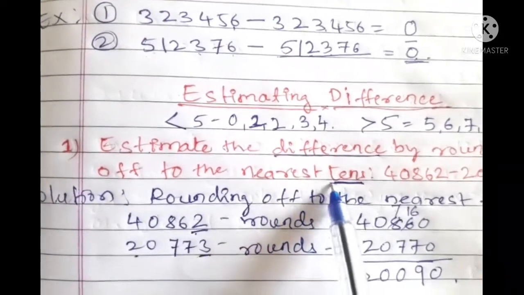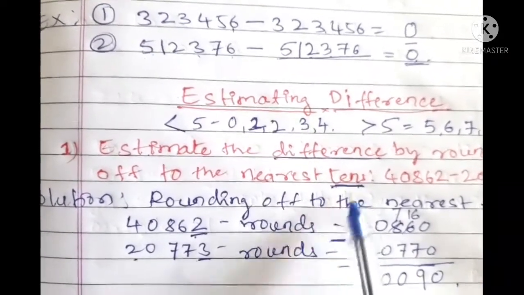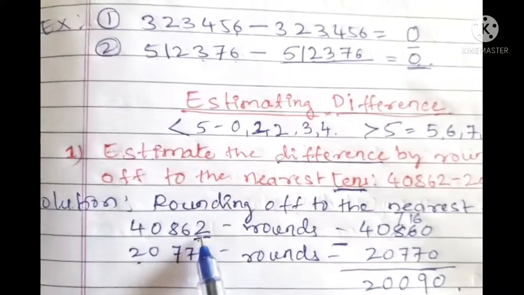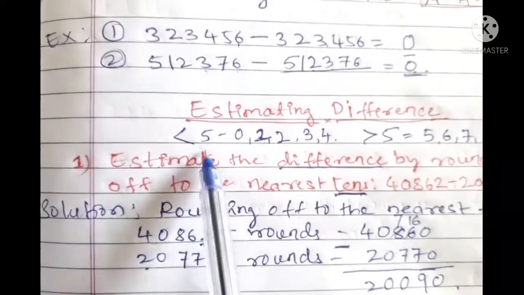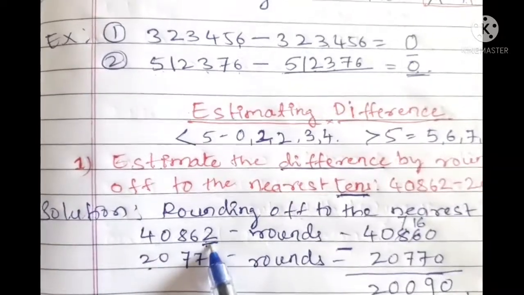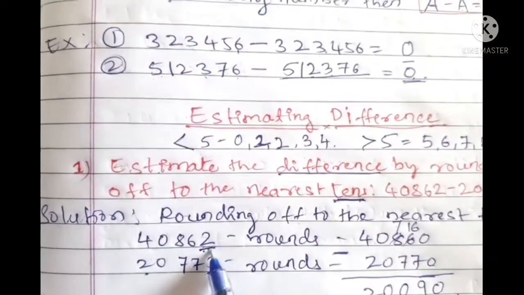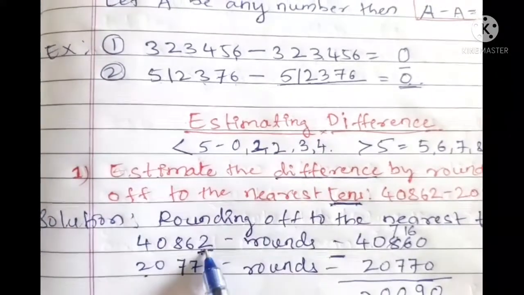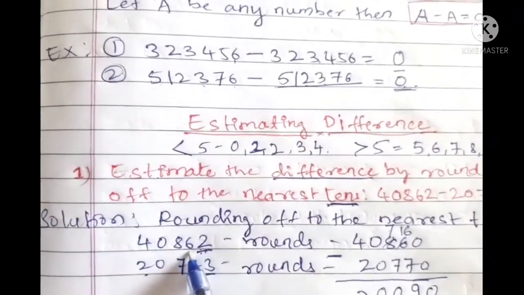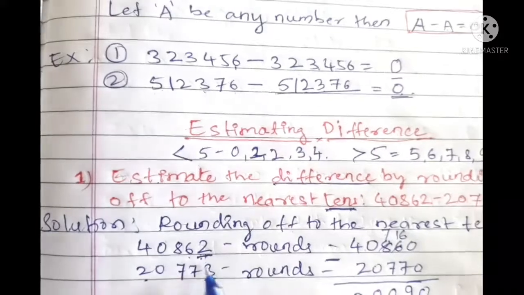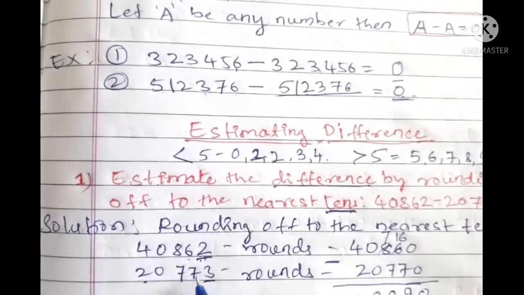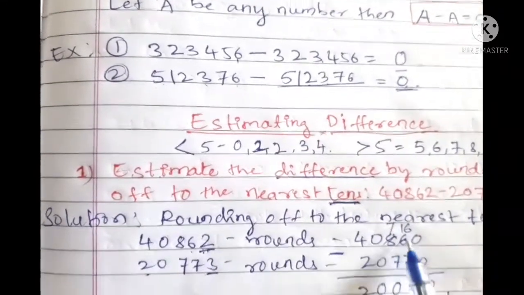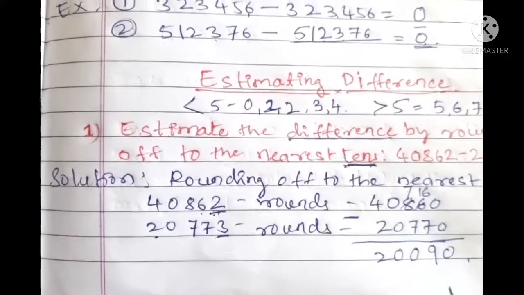So when you are rounding to the nearest tens, we have to observe the ones place. If the ones place is less than 5, then just make that place 0. If it is more than 5 or equal to 5, then make the place 0 and add 1 to the tens place. If both are less than 5, there is no need to add, just make the places 0 and get the difference here.